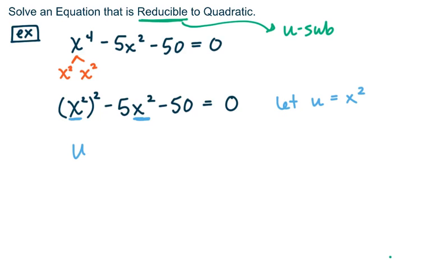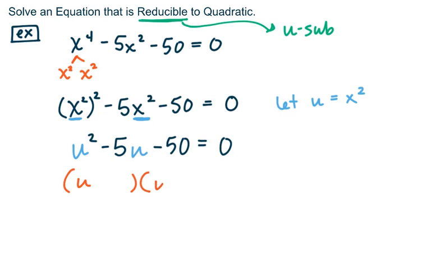So I'm going to reduce this from being a squared term to a linear term. And if I do that and plug that in, I'm left with u squared minus 5u minus 50 equals 0. At this point, you should notice that we have a quadratic equation. So essentially, I used this substitution to reduce the degree, or that high power that we were dealing with.